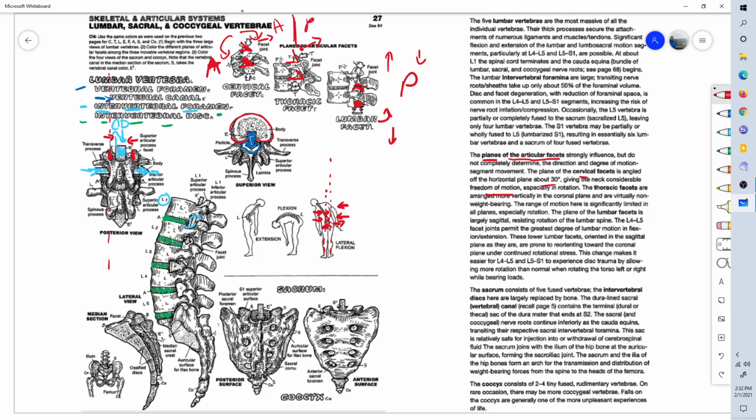And of course, that means the inferior articular process, let's make it a different color, why not? The inferior articular process faces which direction? Laterally in the sagittal plane. So that creates a different type of motion, less rotation and more flexion and extension in the lumbar spine.